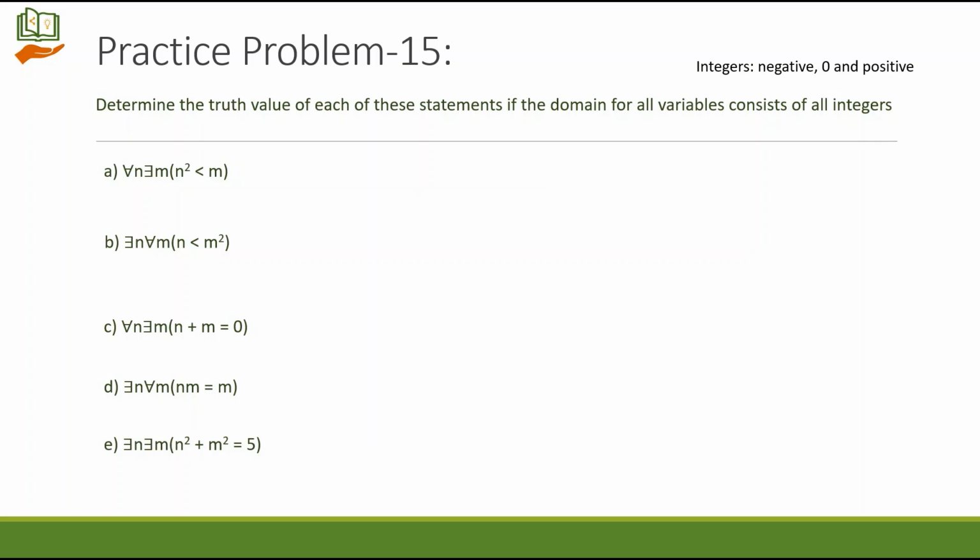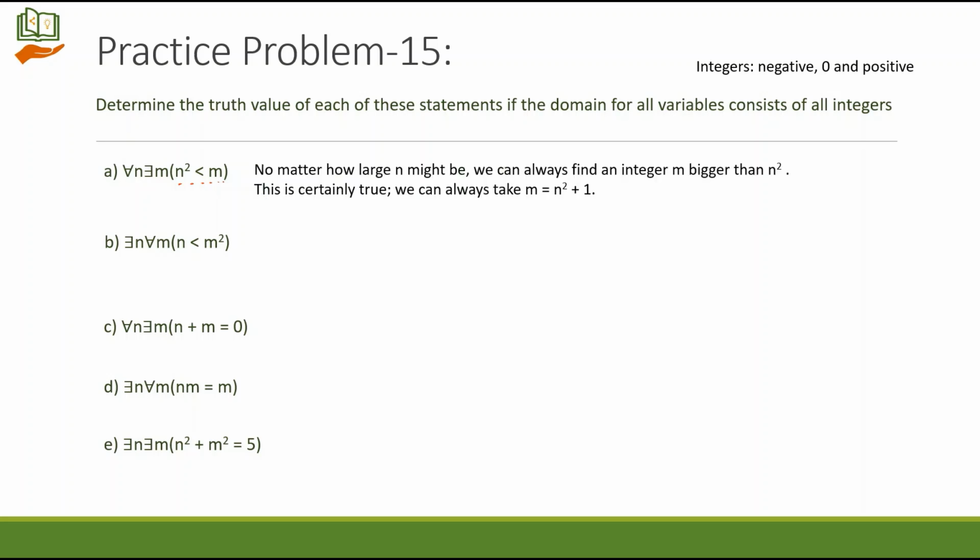Even when you take n to be 10, 10 square, 100, is less than 101. This particular condition will be checked for every integer n. So for every square of n, there will be one integer greater than that. No matter how large n might be, we can always find an integer m bigger than n square. This is certainly true. We can always take m is equal to n square plus 1.